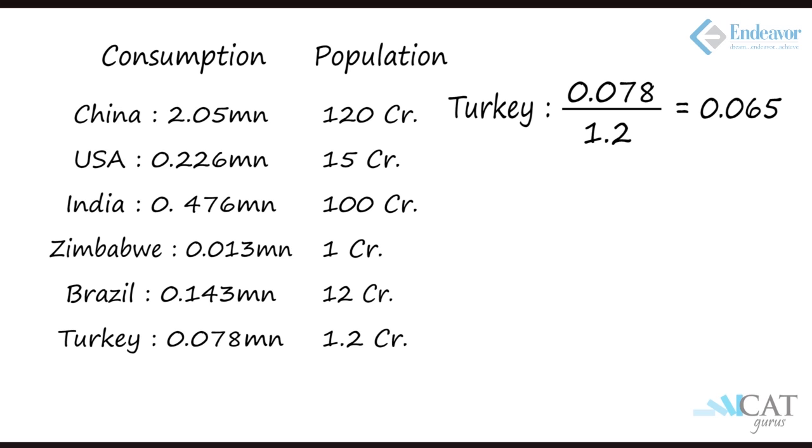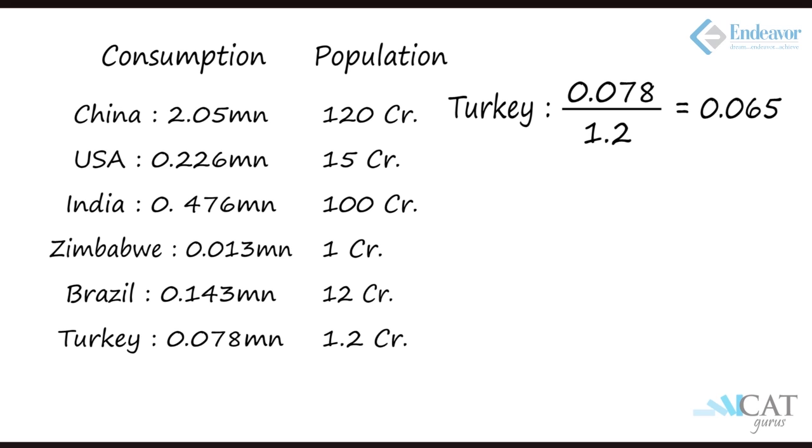Now Zimbabwe is slightly less than Turkey in terms of the population, but the consumption is much lesser, so that will not be close to Turkey. Now for US, the population of US is 12 times that of Turkey, but the consumption is hardly 3 times that of Turkey, or not even 3 times. So their per capita consumption will be much lesser. This is another way of comparing.